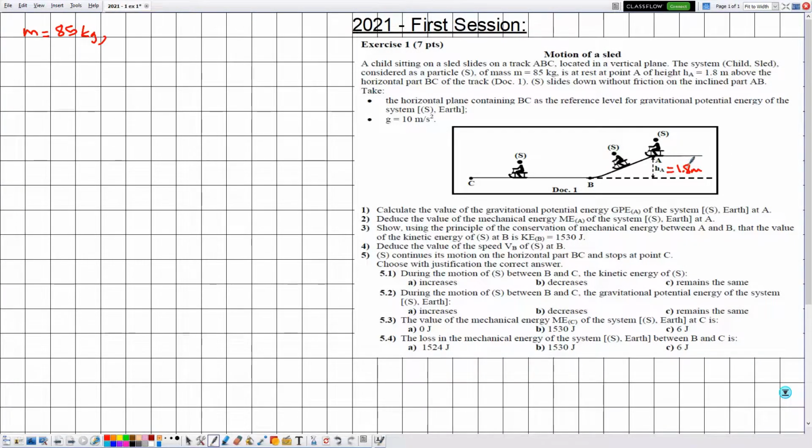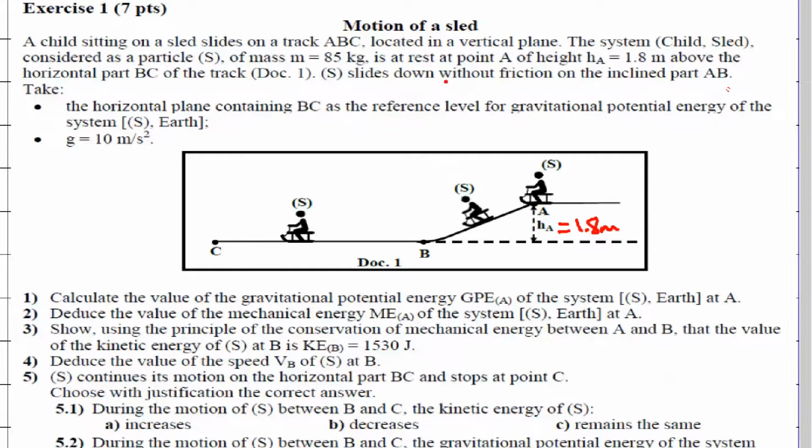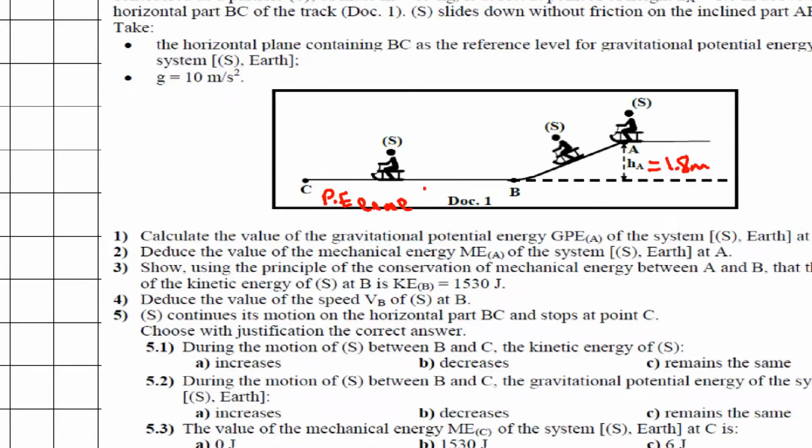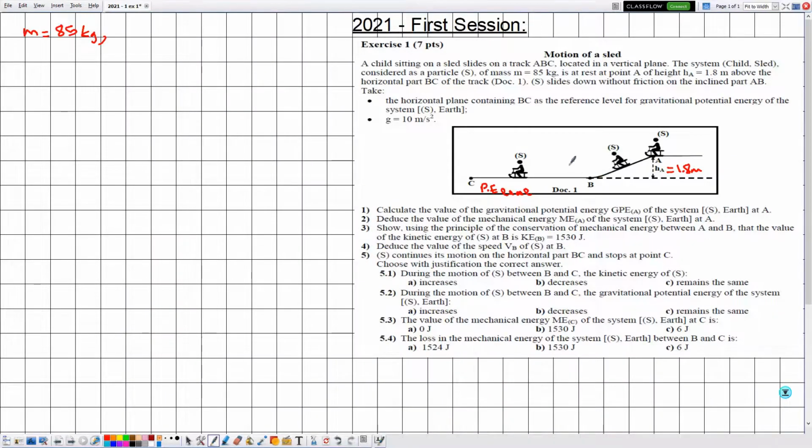Now, above the horizontal part BC of the track, document 1, S slides without friction. So the moment there is no friction, it means that the mechanical energy of the system is conserved. Now, the horizontal plane containing BC is the reference level for the gravitational potential energy of the system. Then this is the PE level. Now, whenever the object is found between B and C, the potential energy is 0 because it's passing through the PE level. And they are telling us to take g equal to 10 meters per second squared.